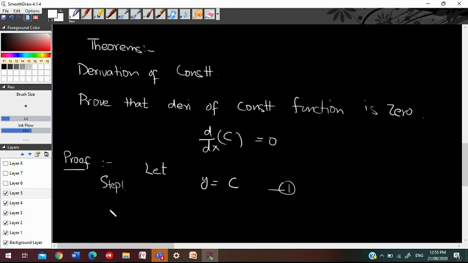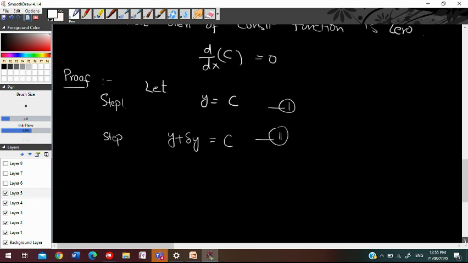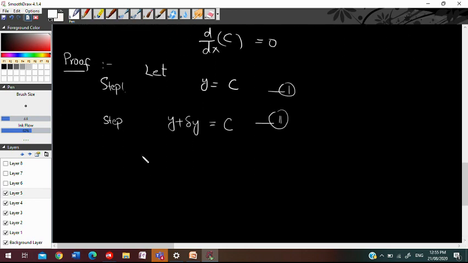Now step 2. What is step 2? We take some increment in y as well as an increment in x. So here we don't have x, so I simply write c. So this is our second equation. And the next step, we subtract our second equation from equation number 1. So we subtract equation 2 from 1. So y plus del y minus y is equal to c minus c. So this will be cancelled, and simply we have del y is equal to 0.